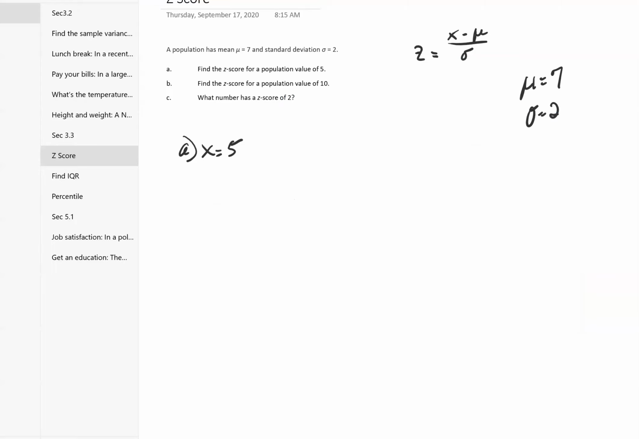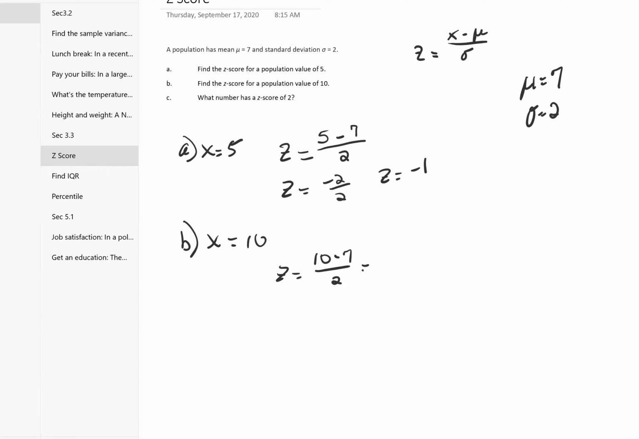So I go back and I do z is equal to x, which is 5, minus 7, which is mu, divided by 2. So it's negative 2 over 2. So z is equal to minus 1. For b, they're saying when x is a 10. So I do the same formula, 10 minus 7 over 2. So that's 3/2, which is 1.5.